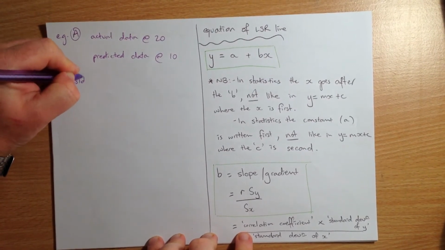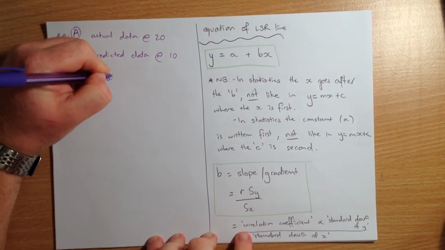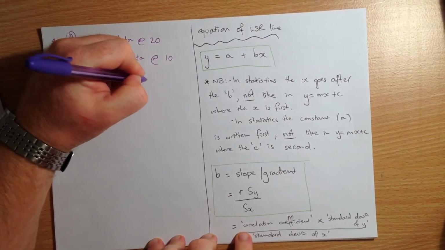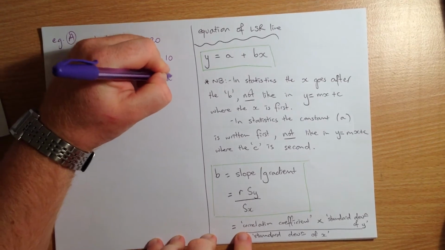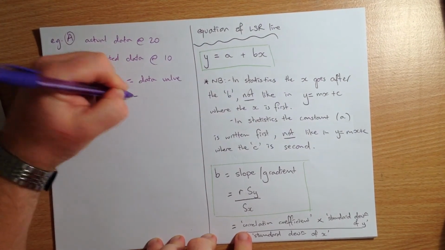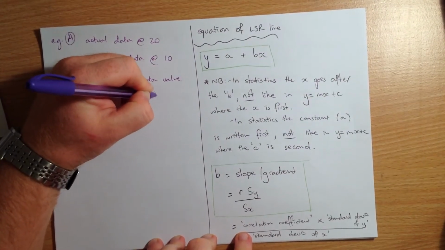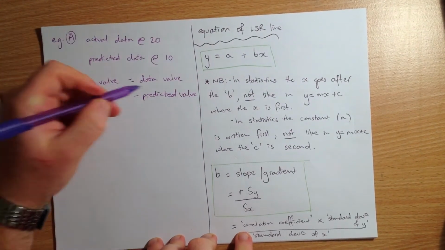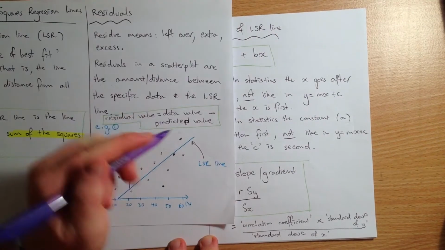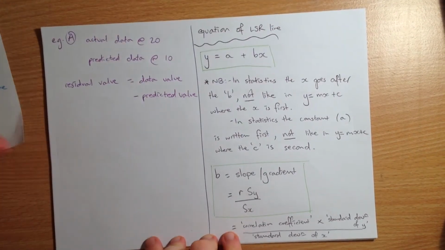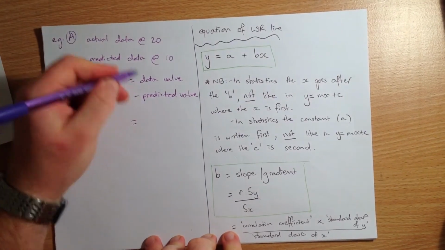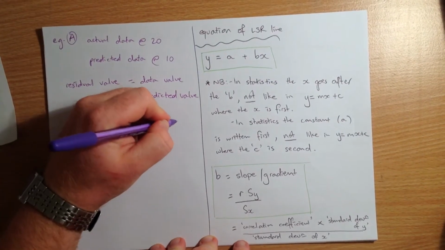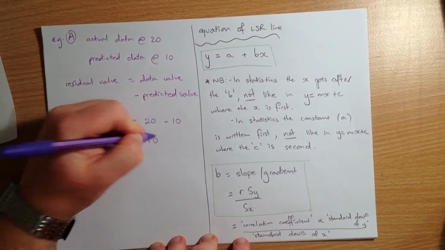Residual value equals our data value minus predicted value. Now that should all fit on one line. I've just happened to put it on two lines both times because I ran out of space. So our residual is our actual data value 20 minus our predicted value 10. So our residual is 10.